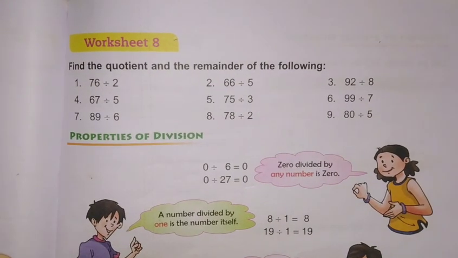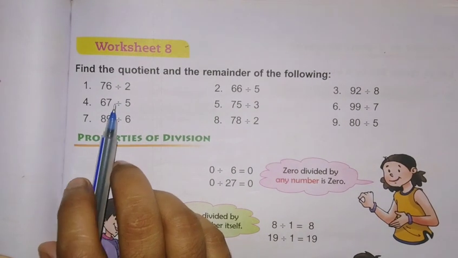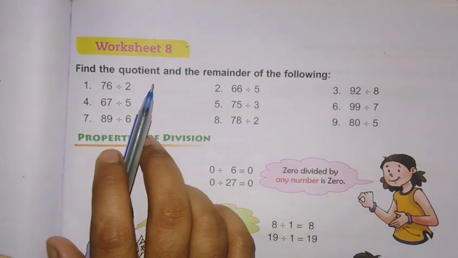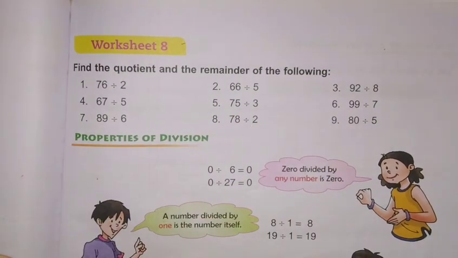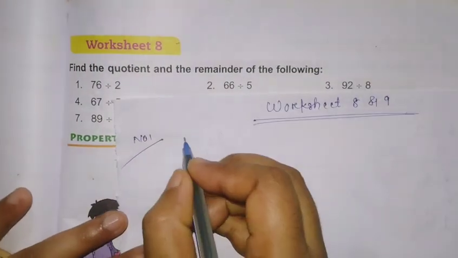Today I'll discuss Unit 5 Division, worksheet 8. Now we solve question number 1. Find the quotient and the remainder of the following. A: 76 divided by 2.